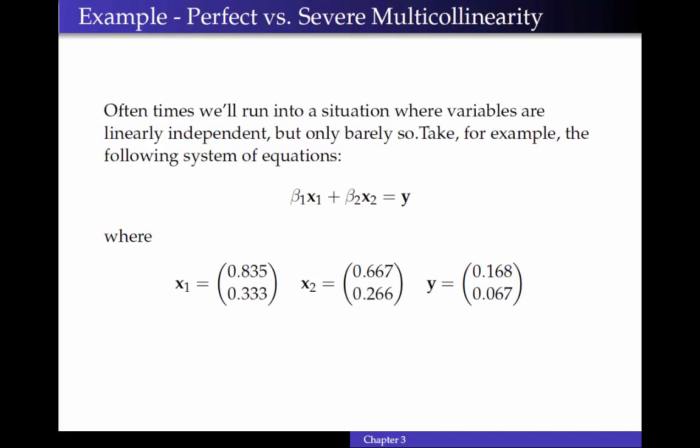So let's look at an example of this. Here I have two vectors, x1 and x2. And I want to solve a system of equations, beta 1 x1 plus beta 2 x2 is equal to y. So I have this target variable y. Well, it turns out this has a nice, easy solution. Beta 1 is equal to 1, beta 2 is equal to negative 1. So x1 minus x2 is equal to y. And you can verify that pretty quickly. Okay, so this is a nice system of equations. It has one perfect exact solution.